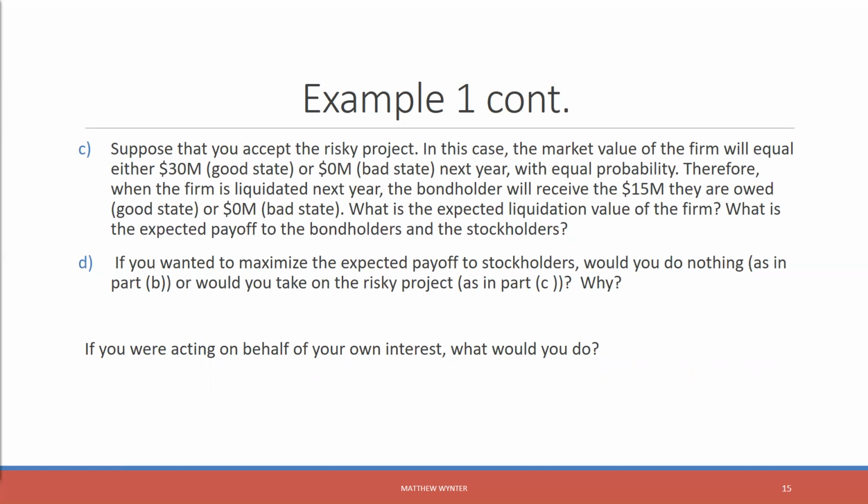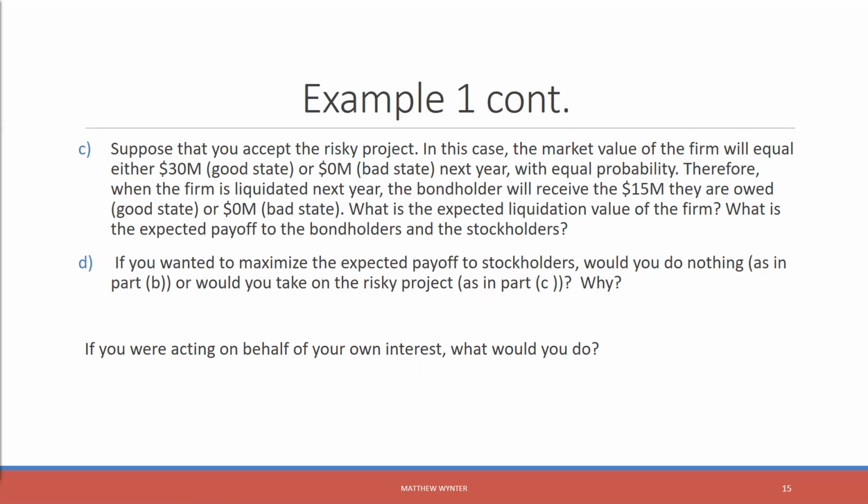What is the expected liquidation value of the firm? What's the expected payoff to the bondholders and the stockholders? Same intuition as before. You're going to set this up as a matrix. You've got the good state, the bad state, and the expected value. And then you also have the value of the firm, the market value of the firm, the payoff to bondholders, the expected payoff to stockholders, etc.